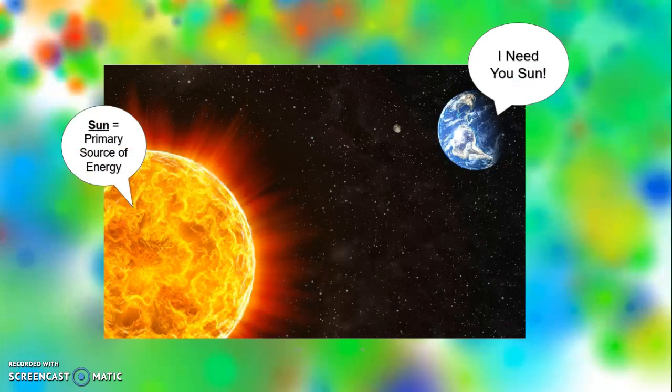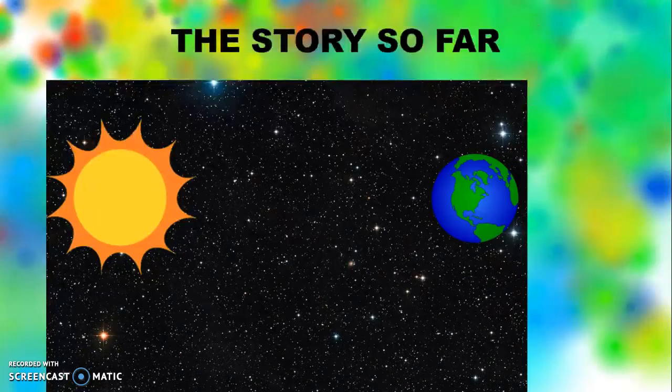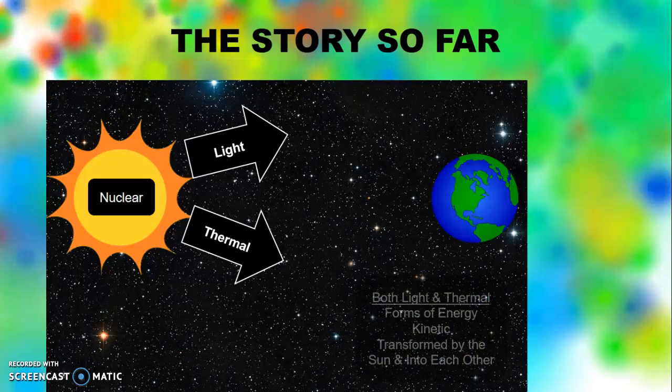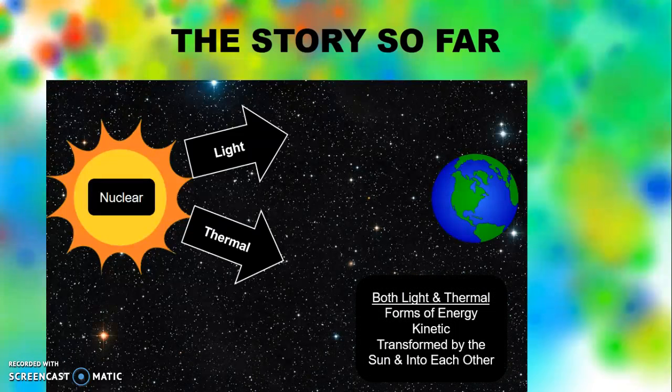The sun is Earth's primary or main source of energy. Though the Earth makes some energy of its own through geothermal action, the Earth could not survive without the sun. The sun is doing nuclear fusion in its core. During this process, the sun is changing nuclear energy into light energy and thermal energy. These two forms of energy share some similarities. For example, they are both forms of energy, both kinetic, transformed by the sun, and can be transformed into each other. There are some important differences between these forms of energy too.